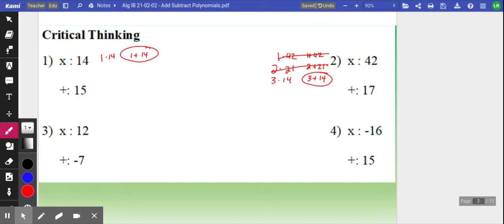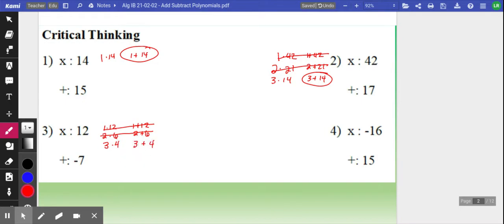Number 3. Now, start with 1 and the number. 1 times 12 is 12. 1 plus 12 is 13. That doesn't work. Next number is 2. 2 times 6 is 12. 2 plus 6 is 8. That's not it. Next number is 3. 3 times 4 is 12. 3 plus 4 is 7.